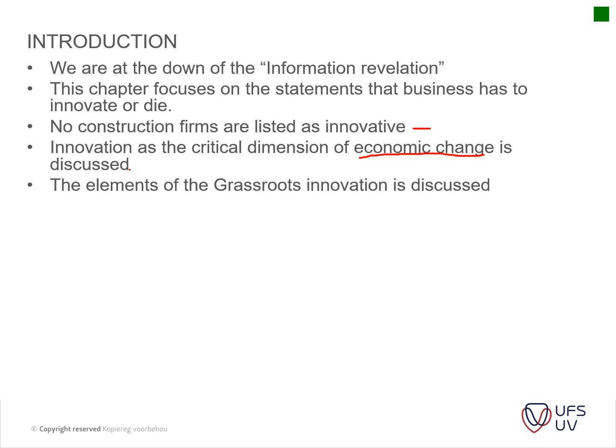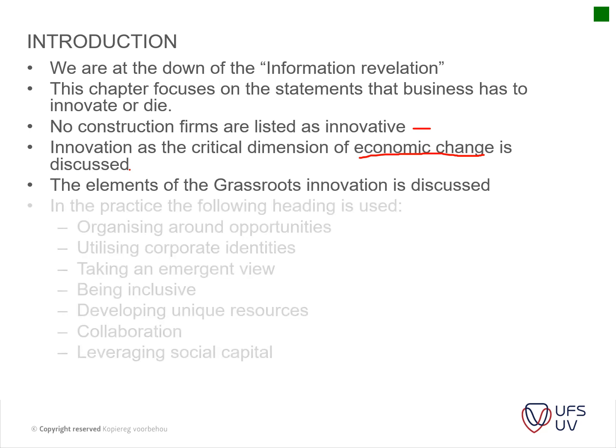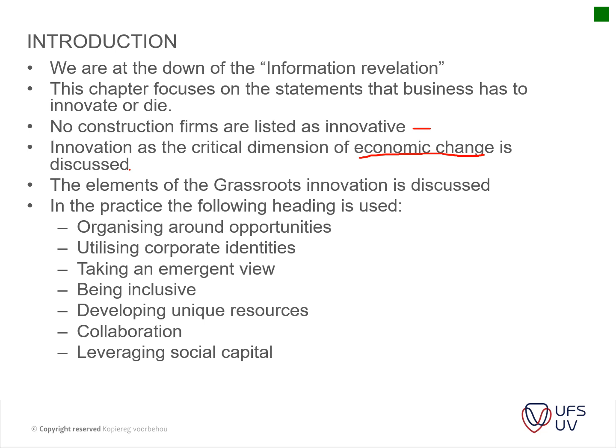The element of grassroots innovation is discussed. And then in practice, the following headings are used: organizing around your opportunities, utilizing corporate identities, taking an emergent view, being inclusive, developing unique resources, collaboration, and leveraging social capital. So please be able to discuss these headings. Please go through your book and read through it so that you at least know and can give examples of all of these.